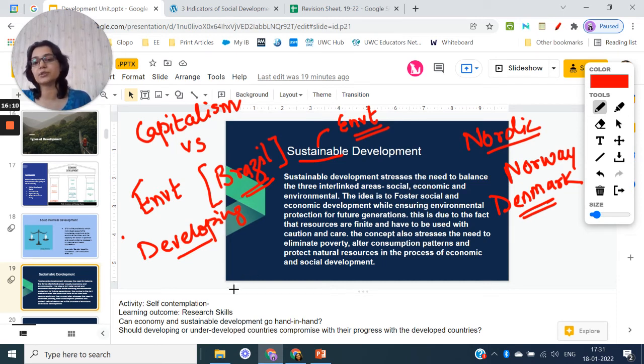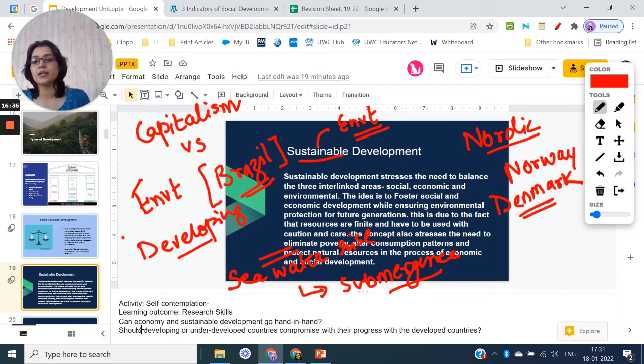Another example you can think of is those developing countries where, due to sea water rise, the submergence of the land is taking place, right? So what's happening in such countries? So, a good debate around this one.